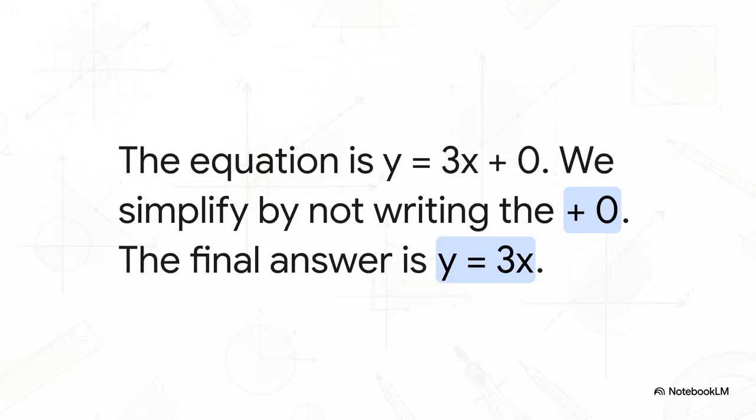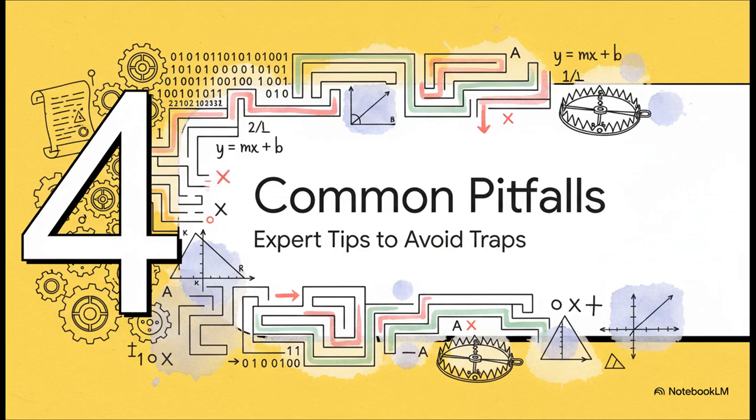So when we go to write the equation, it would technically be y equals 3x plus 0. But in algebra, we always want things to be as simple and clean as possible. And since adding 0 doesn't actually change anything, we just drop it. The final, best answer is simply y equals 3x. You are doing an awesome job.